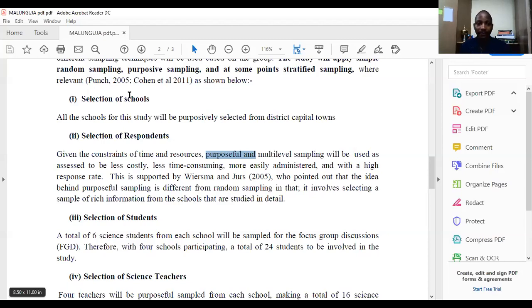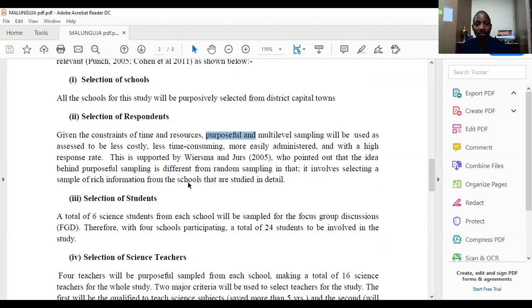And he says we pointed out the idea behind purposive sampling in different rounds of sampling. Why? It involves selecting a sample which is rich in information. So he was trying to use purposive sampling, intending to acquire a sample of the group with sufficient information pertaining to the kind of his study. That's why he proposed to use purposive sampling.